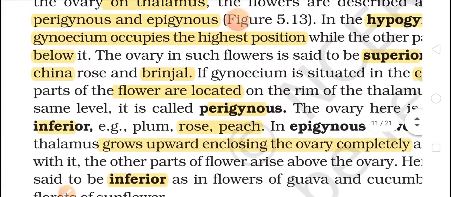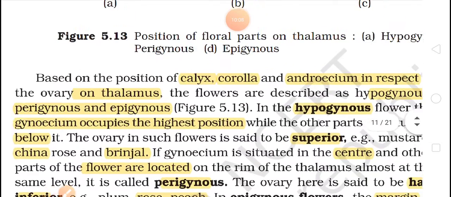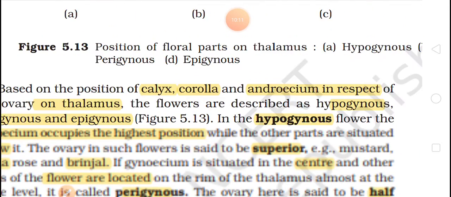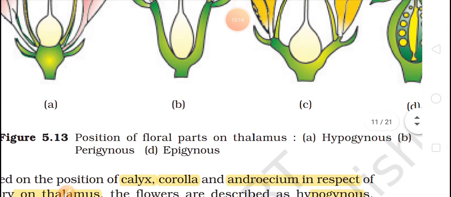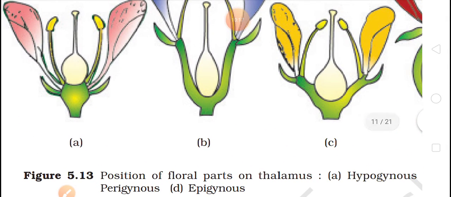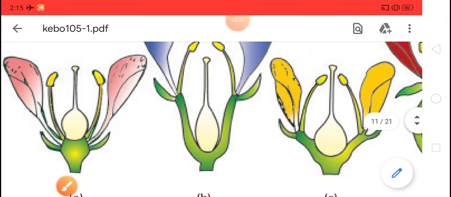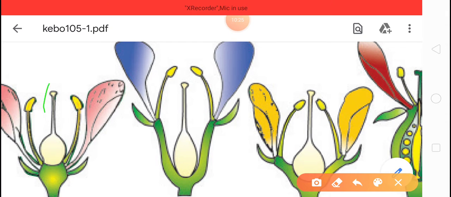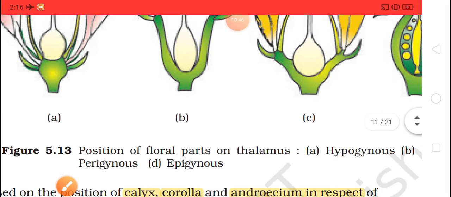So based on the floral parts, the flower is of three types. Number one, hypogynous. Number two, perigynous. And number three, epigynous. In hypogynous flowers, the gynoecium has the highest position, you can see there. In perigynous, the gynoecium lies in the center of the flower. And in epigynous, the gynoecium is covered by the thalamus. Clear about this? Any confusion?